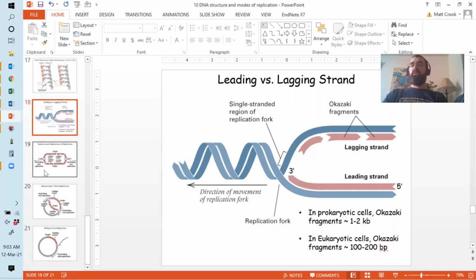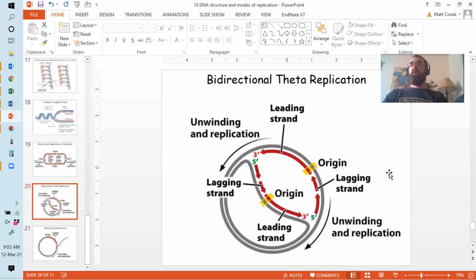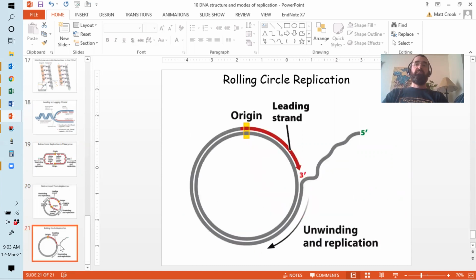And essentially, this is what it looks like in the different organisms. So eukaryotes, bidirectional, you're going to have a leading and lagging strand per replication fork. Same with bidirectional theta replication. The only one that doesn't suffer from this is rolling circle replication, which only has a leading strand. Right, that is it.